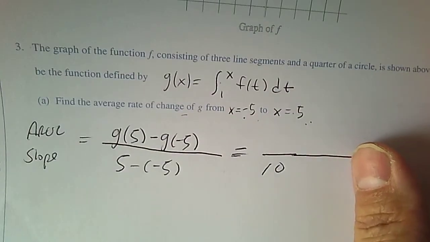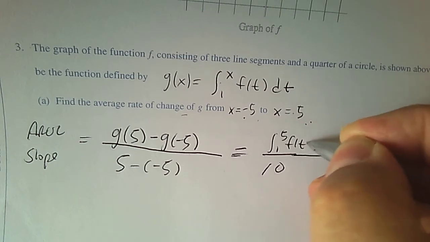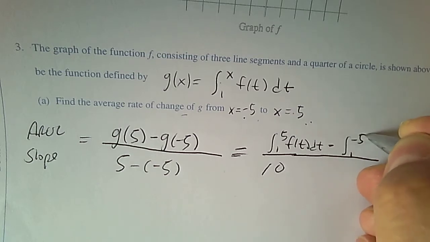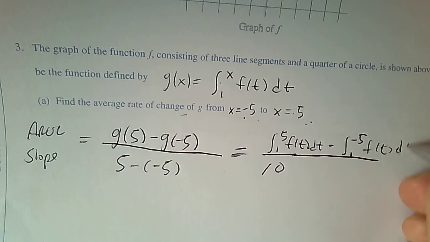So in order to do this, I need to plug in 5 to begin with. Then subtract, and then I need to plug in -5, and we'll talk about that in a second. So there's step number 1.